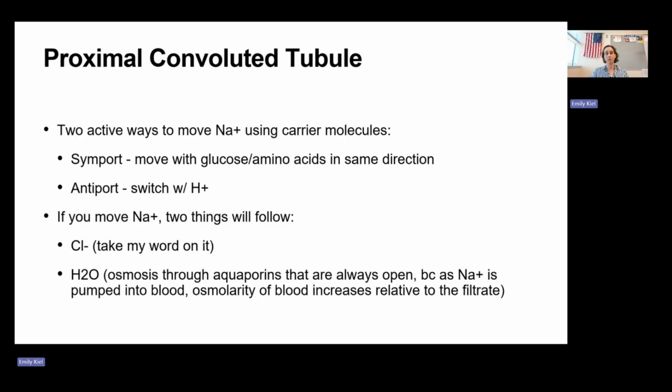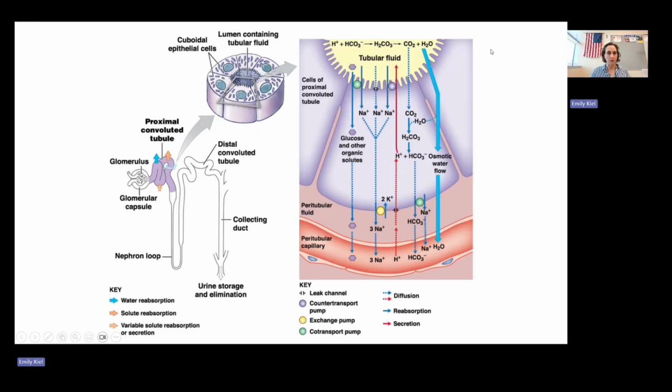So water movement occurs through osmosis, and specifically these channels called aquaporins, aqua meaning water, pore meaning hole, they're always open. But as the sodium is pumped out of the tubular fluid and into the blood, the osmolarity of the blood is going to increase. And because the blood has become more concentrated with sodium, there's some water that's going to follow. And so that's one of the main ways that we are able to maintain water and keep water in the system.